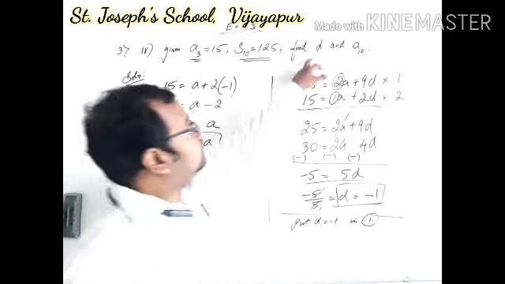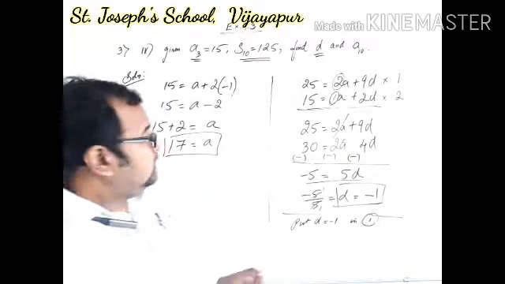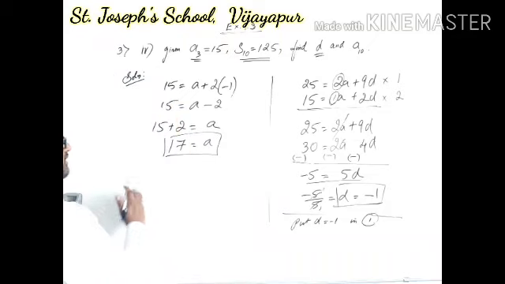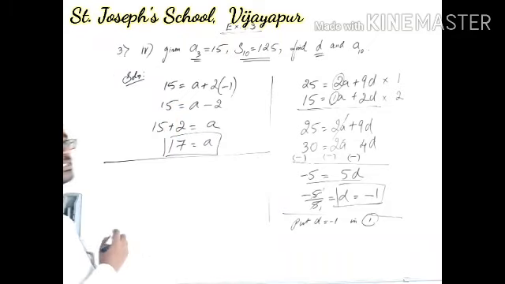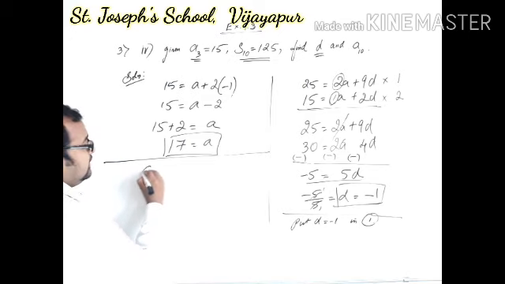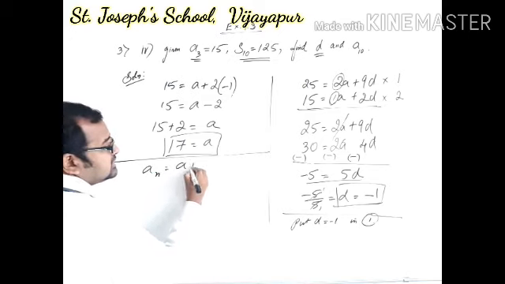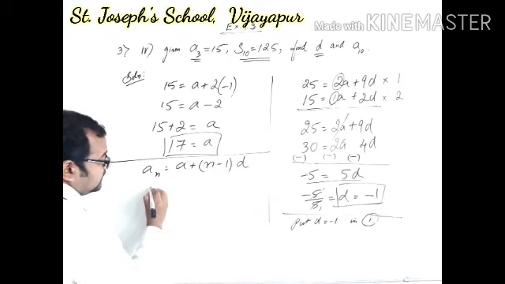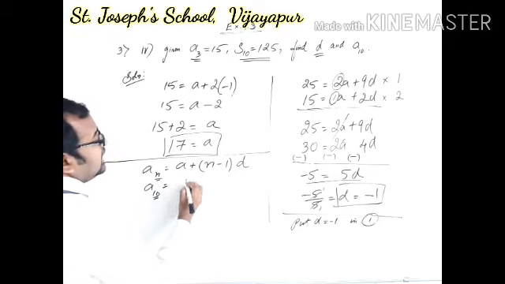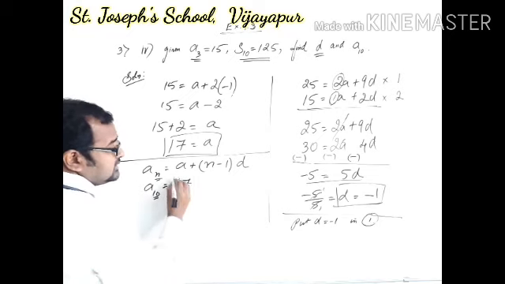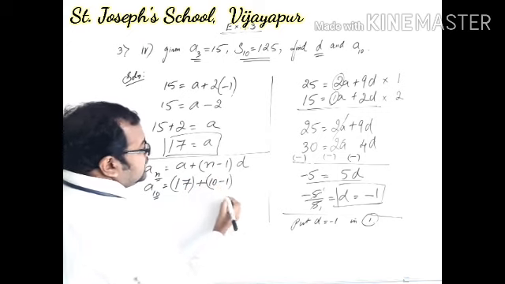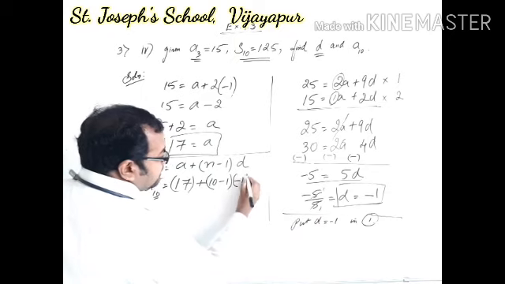We have already found the d value. Now we have the a value, using which you can find a10. Let's go for the an formula. The last part of the problem: an is equal to a plus n minus 1 into d. An is replaced with a10. So this time n value is 10, is equal to a, which we just found as 17, plus n minus 1, which is 10 minus 1, into d. D is minus 1.